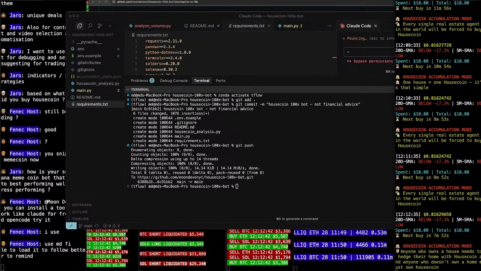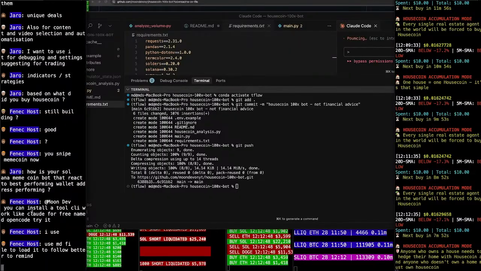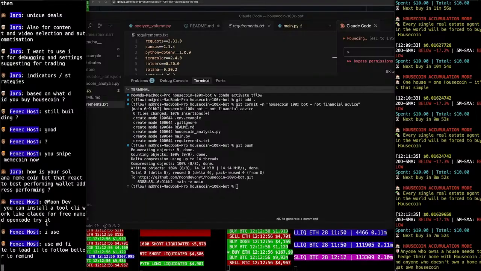Use an MD file to load it to follow better, to remind. Oh, sorry. Let's see what you said. You can install a CLI tool that works like Claude for free, named OpenCode. Try it.